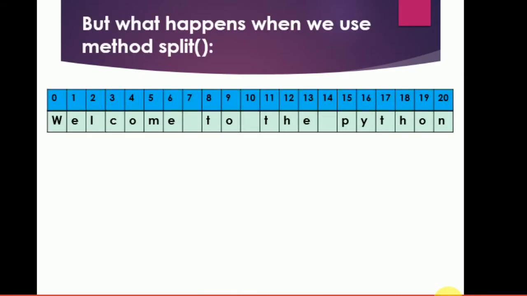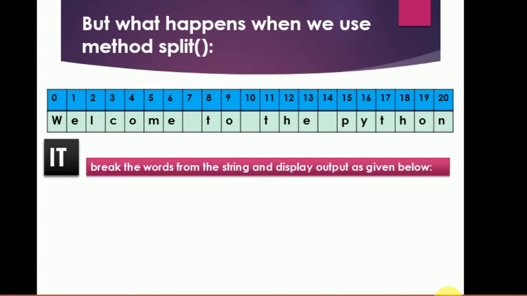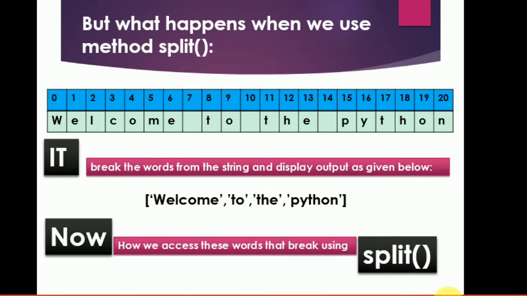Next is, now when we use the method split, words are going to be broken and display the output like this, in brackets, and then welcome, to, the, Python, and quotes have been there. Now how do we access these words that were broken using split? Now we need to access these words also.